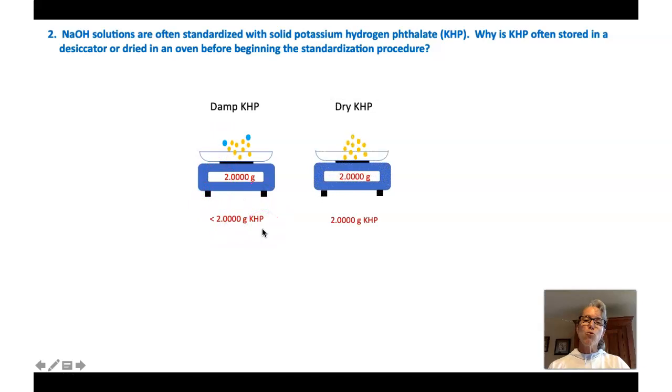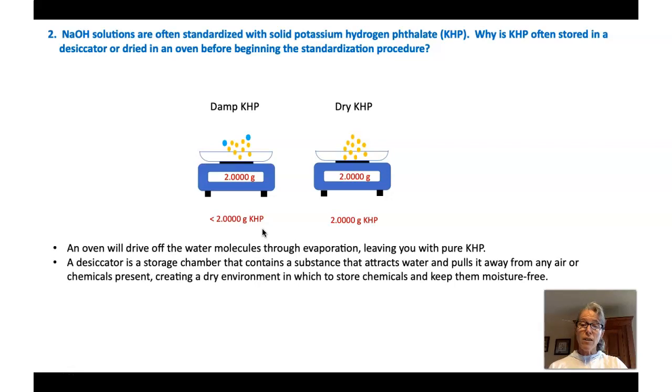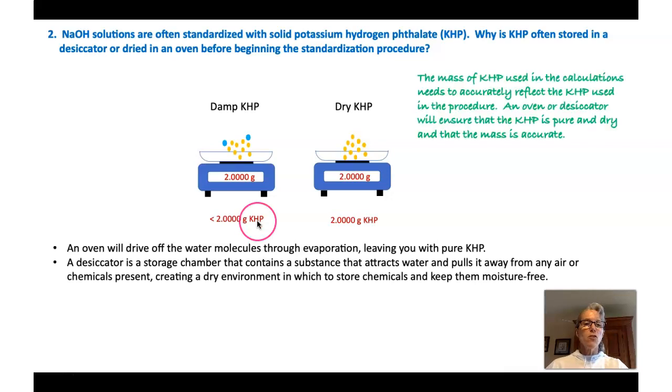So we really want to put dry KHP on there. Well, how do we get it dry? Well, you can put it in an oven, okay, and that will drive the water molecules off through evaporation, or you can store it in a desiccator. And this is kind of a cool device. It's a chamber rather than a device. It contains a substance that has a really strong affinity for water, and it pulls it away from any air or chemicals that are present, and it creates a dry environment, and it leaves your chemicals, specifically your KHP, moisture-free. So the mass of KHP that's used in the calculation needs to accurately reflect the KHP used in the procedure. So that's why we need to dry it to make sure that it's pure.